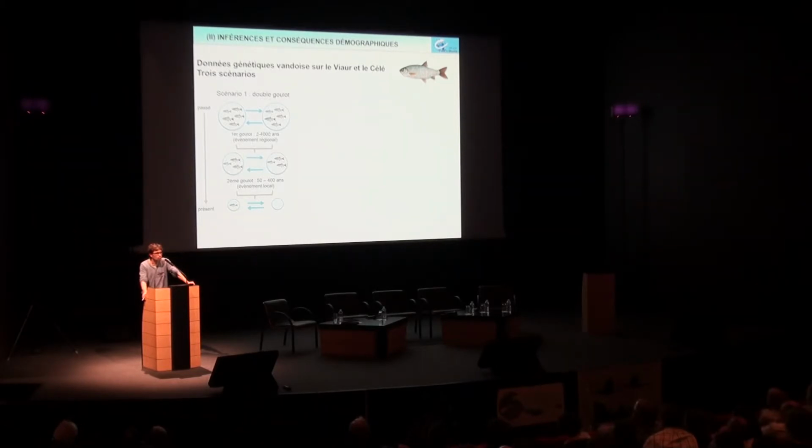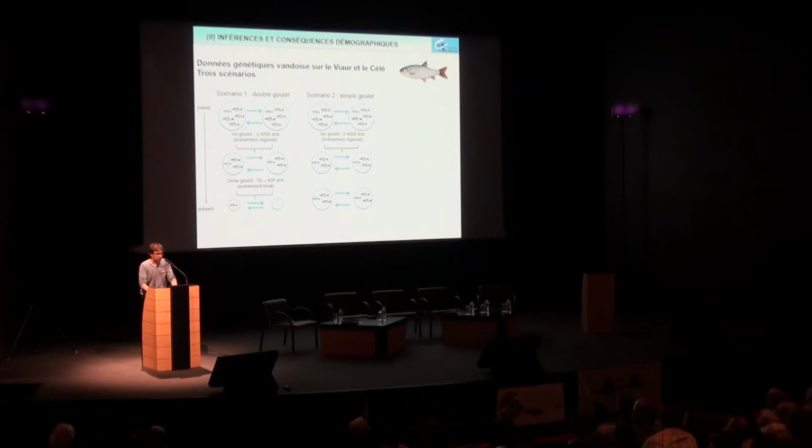The first scenario is the double bottleneck. First of all, we've got the past at the top, and we imagine that we have exchanges between populations. A first bottleneck due to causes that we don't know. So 2,000 or 4,000 years ago, this bottleneck reduced the population size. And then we had a more recent bottleneck, so maybe 300 years ago, with a hydroelectric dam. Here there is a fish missing.